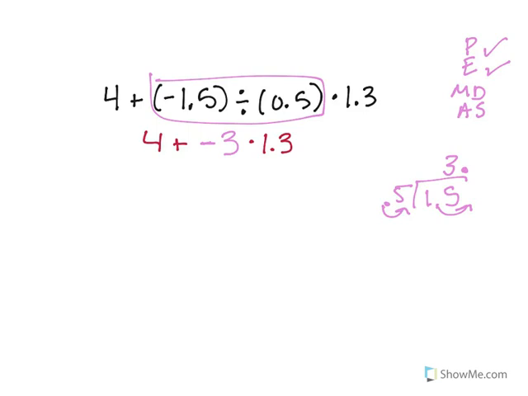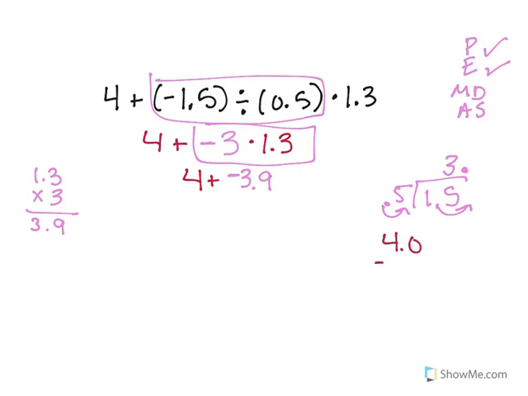And it's really tempting to now do 4 plus negative 3. Really tempting. But I've got multiplication first. So I'm going to do negative 3 times 1.3, or 1 3/10. So I'm going to come over here, and I know it's going to be negative because a negative times a positive is a negative. And that is going to be 3 9/10. So I have 4 plus negative 3 9/10. Well, what is 4 minus 3 9/10? That's just going to be 1/10.